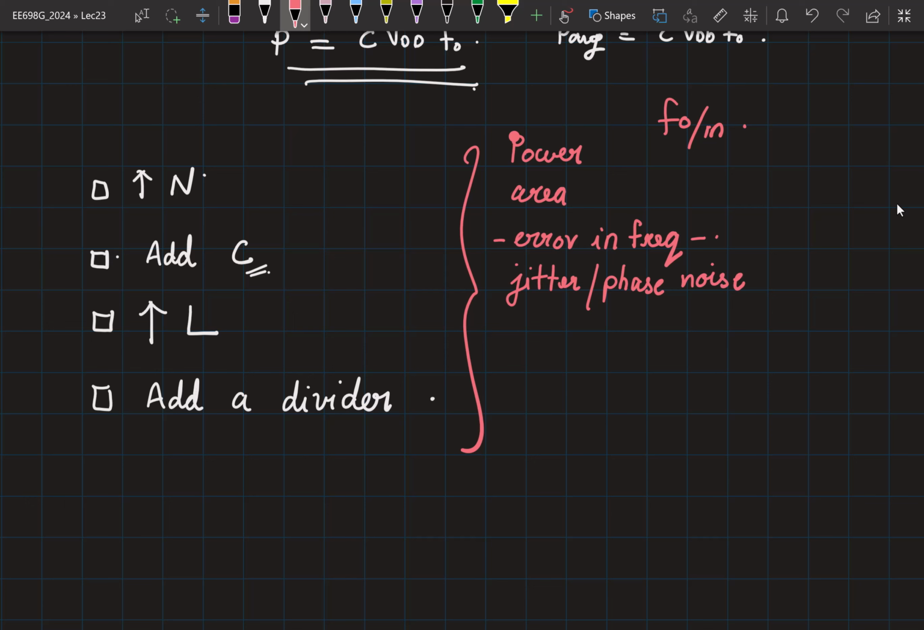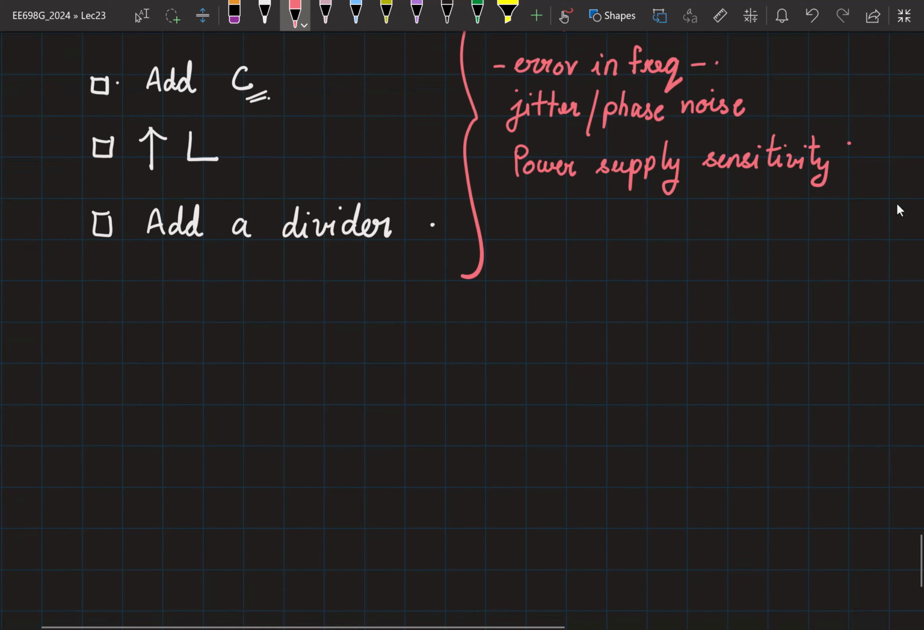So another parameter that is usually of interest is the power supply sensitivity. So let's define a KVDD. How should I define a KVDD for an oscillator? You can either define it with respect to the TD or with respect to del F, but given that this is an oscillator, frequency is the parameter of interest. So you can do this as del F by del VDD.